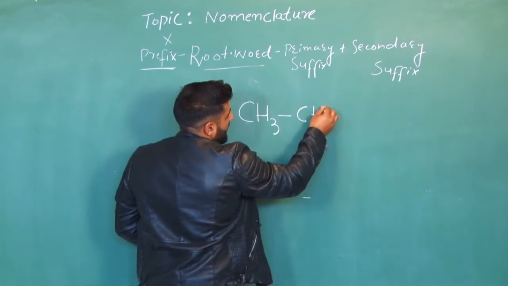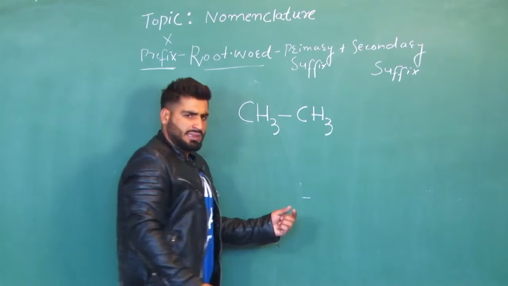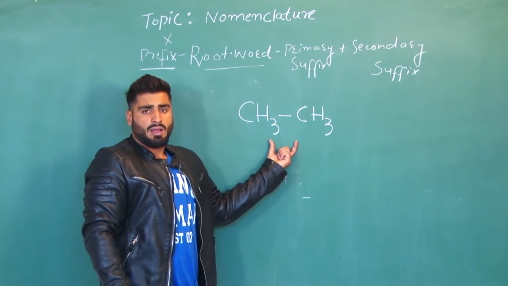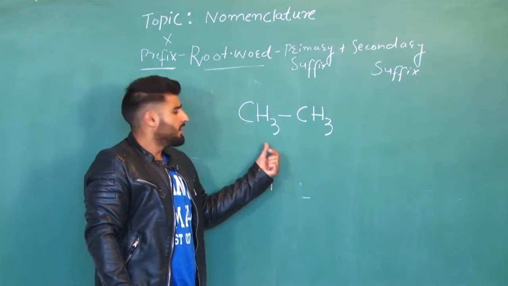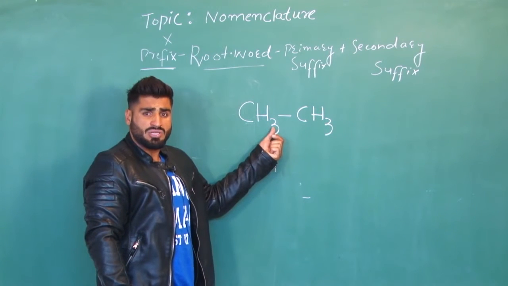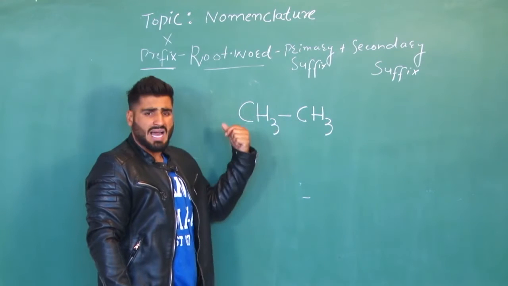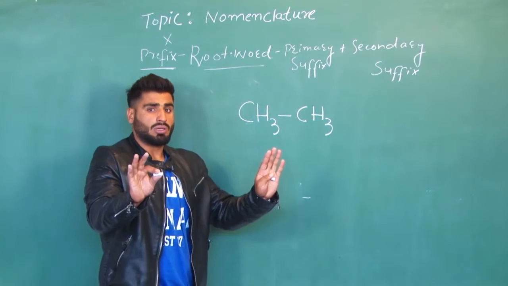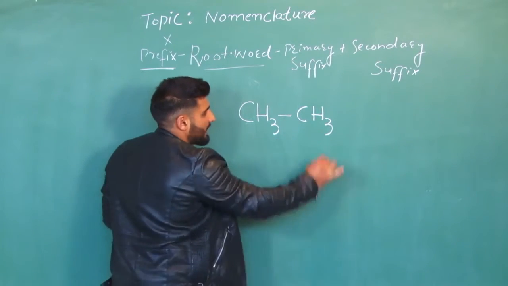Now suppose I have a compound like this, a simple compound: CH3 single bond CH3. This is the condensed formula of this compound. Carbon's valency is satisfied, 3 covalent bonds with hydrogen and 1 covalent bond with the other carbon. Same is the story with this carbon. Now let's look at what will be the name of this compound.